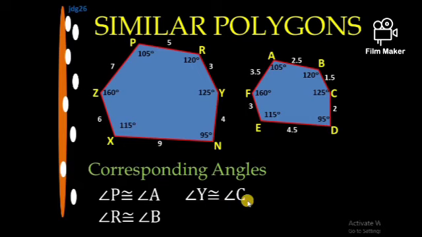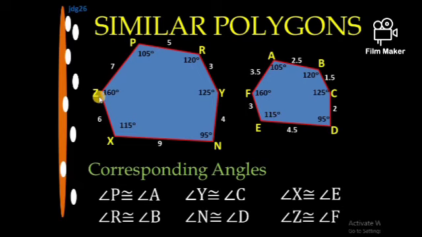Angle Y is congruent to angle C. They are both 125 degrees. Angle N is congruent to angle D. They are both 95 degrees. Angle X is congruent to angle E. They are both 115 degrees. And angle Z is congruent to angle F since they are both 160 degrees. And these are the corresponding angles that are congruent.